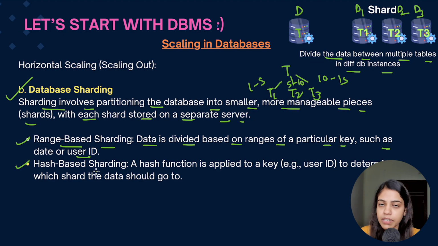Now coming to hash-based sharding. So a hash function is applied to the key, for example user ID, to determine which shard the data should go to. So we apply the hash function on the basis of user ID or user key, so that we can decide in which particular shard which particular data should go.